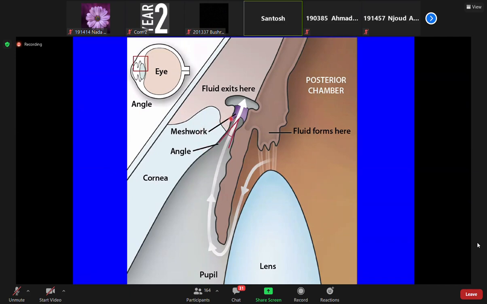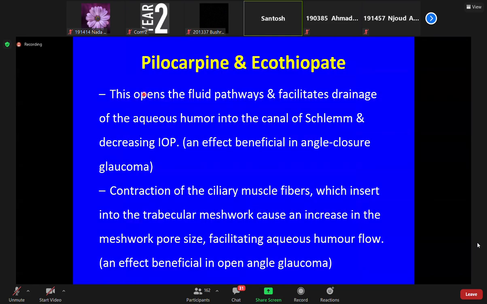of the aqueous humor. And we have an angle problem in which case? In acute angle closure glaucoma. So this effect will help us in angle closure glaucoma. But at the same time, we said the parasympathetic nervous system has a role in the ciliary body as well. So let me go back here. The first thing that we talked about, the miosis or contraction of the sphincter pupillae muscle, opens the fluid pathway because it pulls the iris away from the angle.